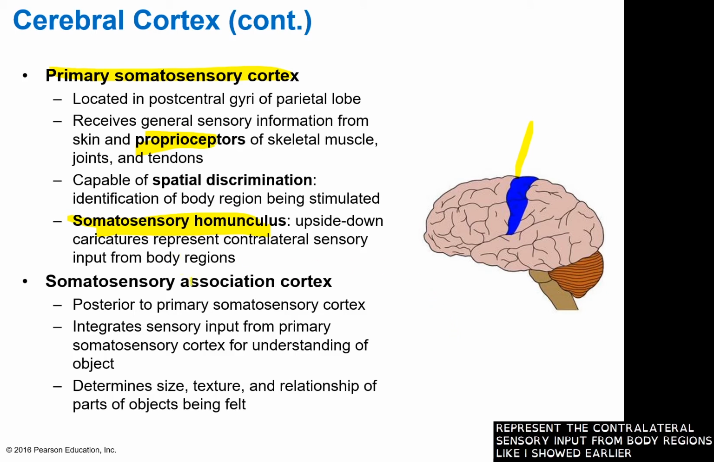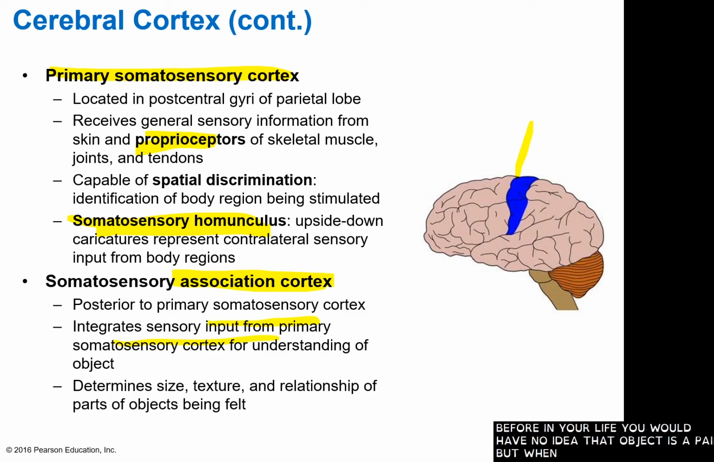And then here, the association cortex is forming associations. It integrates sensory input from the primary somatosensory cortex for understanding of an object, so it determines size, texture, and relationship of parts of the object being felt. Let's imagine I'm touching a pen. Now imagine if you've never seen a pen before in your life. You would have no idea that object is a pen.